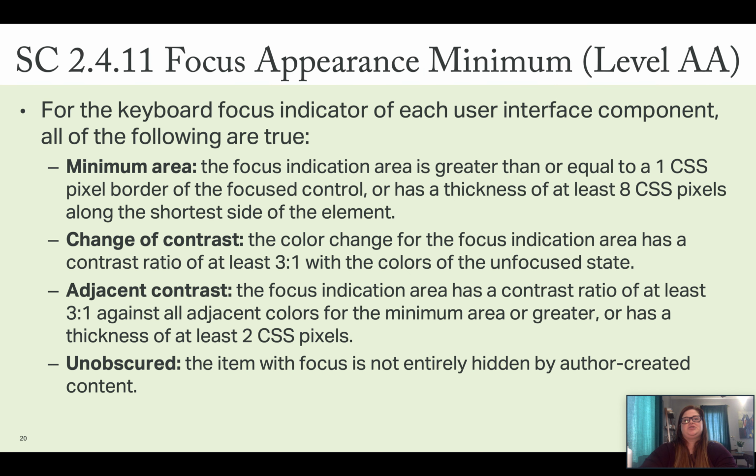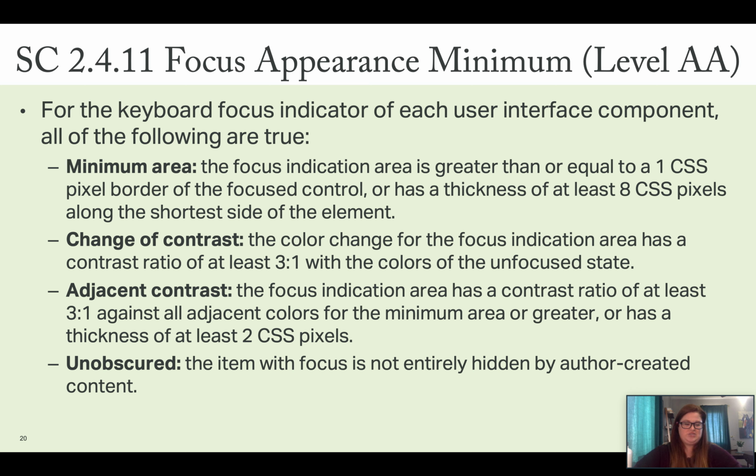The next success criterion is 2.4.11, and then the one after this is also related to this. It is the level AAA version. So this is for focus appearance minimum. This is the level AA. For the keyboard focus indicator of each user interface component, all of the following are true. There is a minimum area where the focus indication area is greater than or equal to a 1 CSS pixel border of the focus control, or has a thickness of at least 8 CSS pixels along the shortest side of the element.